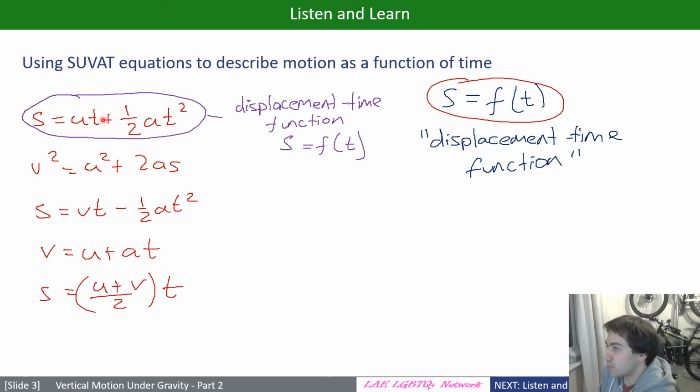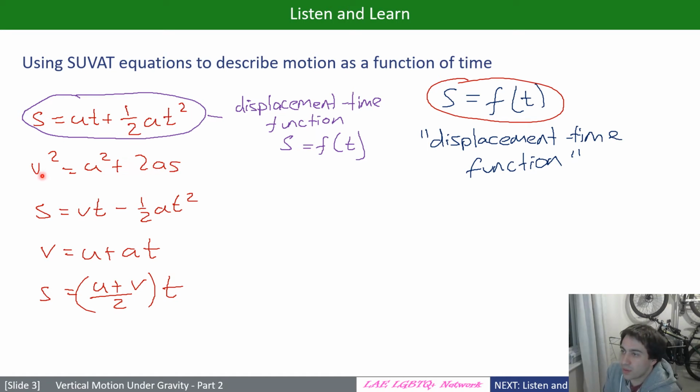Sometimes that expression will be quadratic. If the acceleration is 0, so it's constant speed, then it'll be linear, right? Because this half at squared disappears, and you just have s equals ut. But that's your sort of catch-all. s equals ut plus half at squared. That will work as a displacement time function.